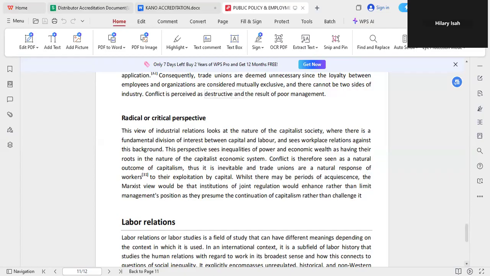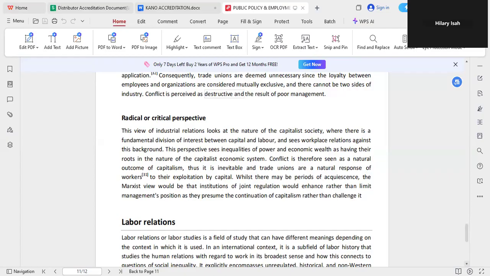What is capitalism? It is where an individual has a right to pursue wealth and the factors of production are in the hands of people, and not necessarily in the hands of the state, like socialism. Conflict is therefore seen as natural, thus inevitable, and trade unions are a natural response of workers to their exploitation by capital. While there may be good periods of acquiescence, the Marxist view will be that institutions of joint regulation would enhance rather than limit management position, as a presumed contribution of capitalism rather than challenge it.